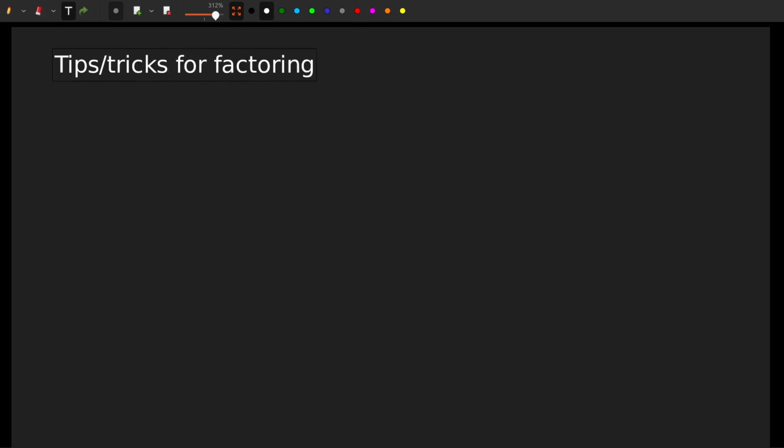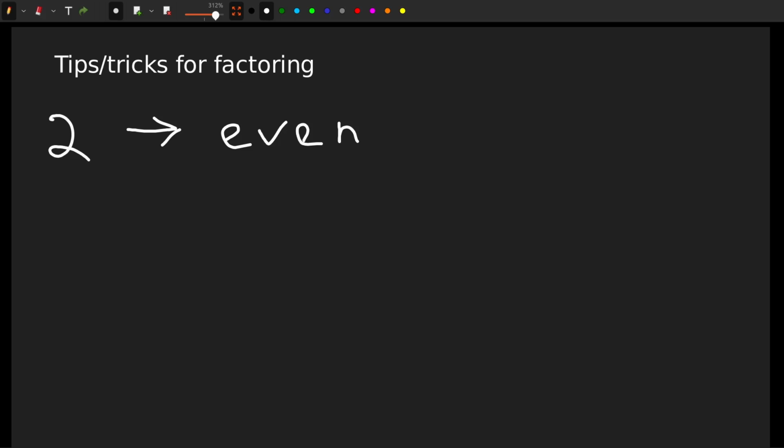All right. So tips and tricks for factoring. A number is going to be divisible by 2 if it is even. So for example, 54 is divisible by 2 because it's even. 28 is divisible by 2 because it's even. 2 times 14 gets you to 28. So on and so forth.